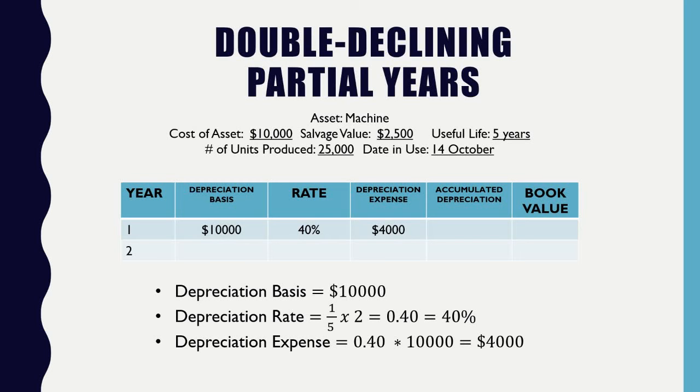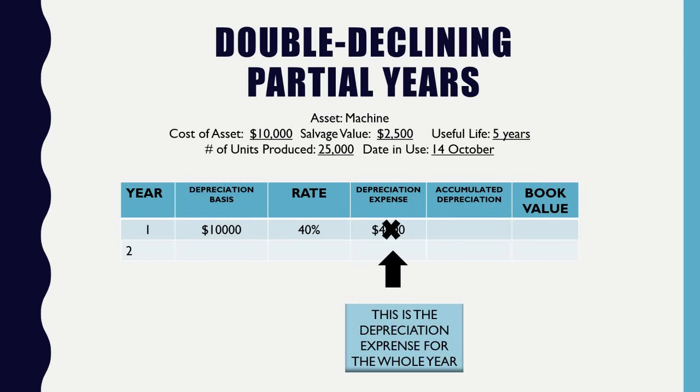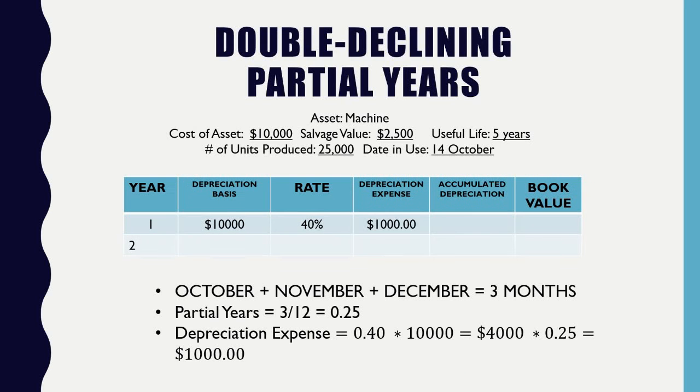1,000 is correct. So how you're going to solve for that is you're going to take the 4,000 and multiply it by 3 and divide by 12, or you could do 3 twelfths, which gives you 0.25. You multiply because the 4,000 is a total of 12 months, and we only need 3 out of the 12. So we solve it as a fraction or as a decimal, which is only a quarter of a year.